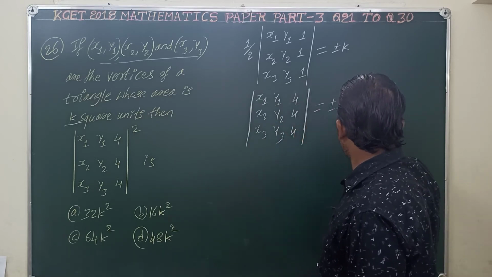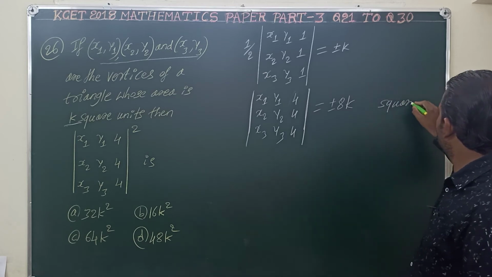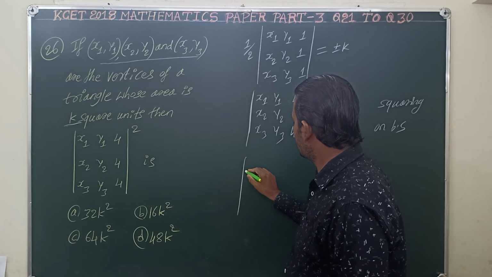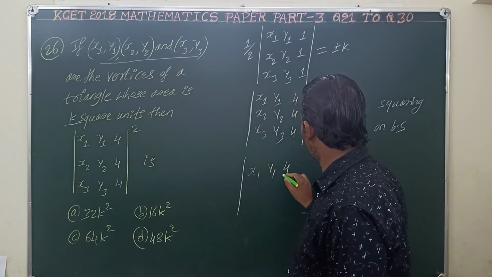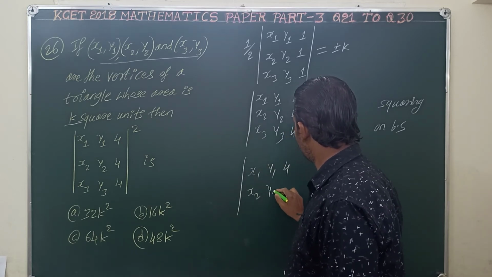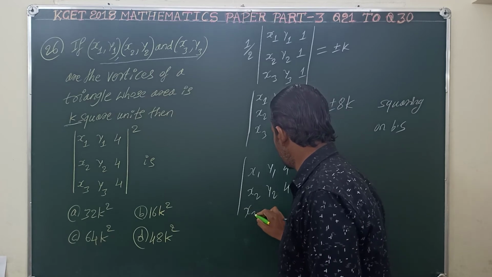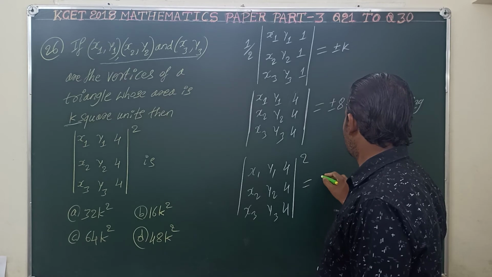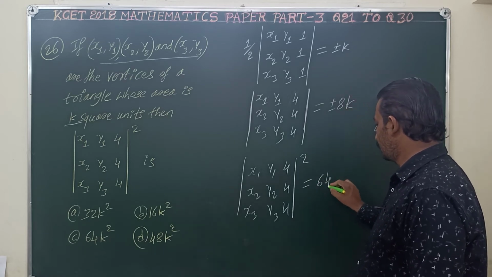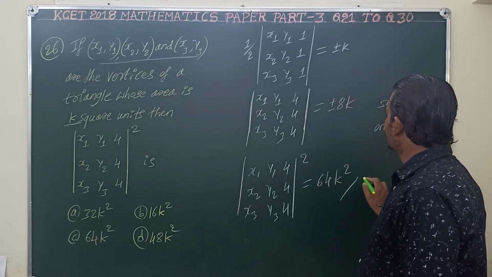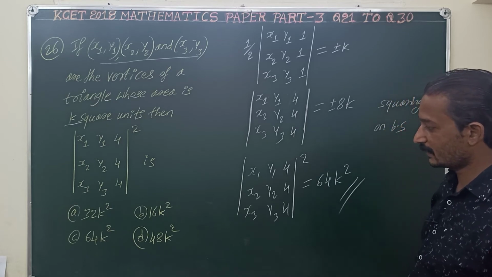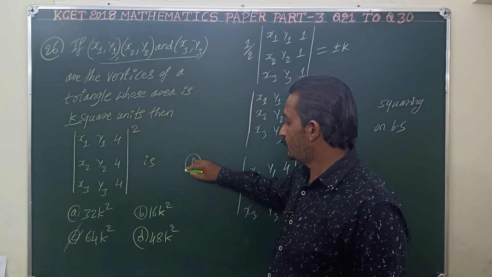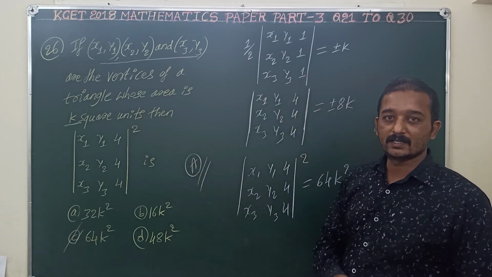So squaring on both sides, it becomes the determinant with rows x1 y1 4, x2 y2 4, x3 y3 4 whole square is equal to plus or minus 8k whole square, which is 64 into k square. So 64 into k square is the correct answer. Option C is correct. So this is an average question. Most of the students solve this question easily. Take down.